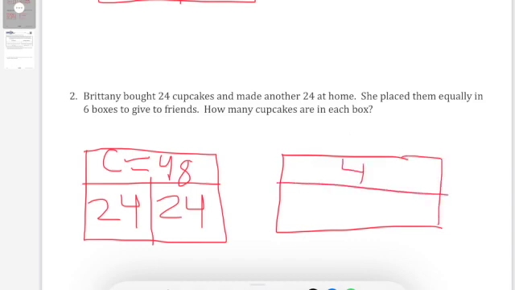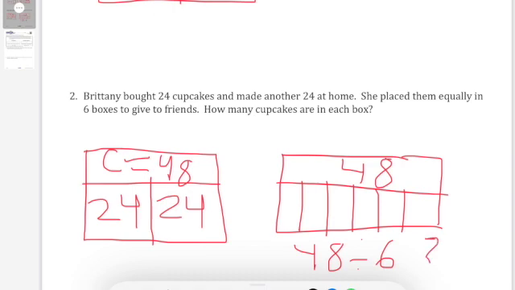All right, so now we're going to take that 48, and we know she took those 48 cupcakes and put them into 6 boxes. So there's 2, 3, 4, 5, and 6. If we take those, we need to figure out what 48 divided by 6 is, or something times 6 equals 48. Well, I know that 6 times 8 is 48. So there's 8 in each box.